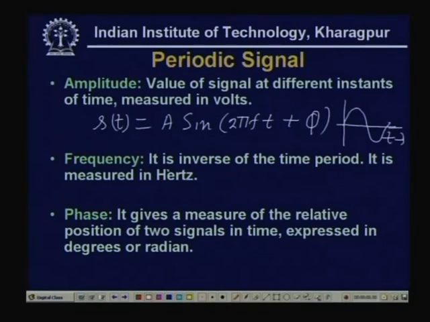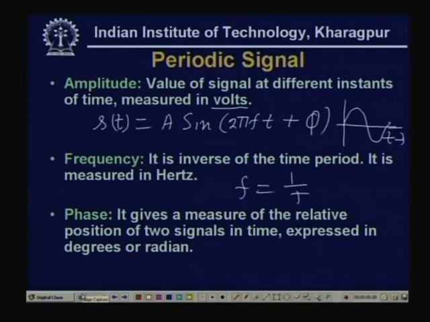And frequency is the inverse of the time period, and it is usually measured in hertz. This amplitude is measured in volts, as you can see here. Of course, as we shall see, there are other units that you also use. Frequency, as we have seen, is f equal to 1 by t, and it is measured in hertz. On the other hand, phase, as I told, gives a measure of the relative position of two signals in time, expressed in degrees or radian.